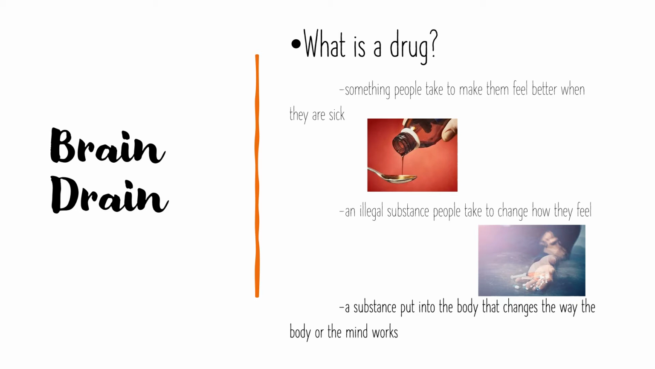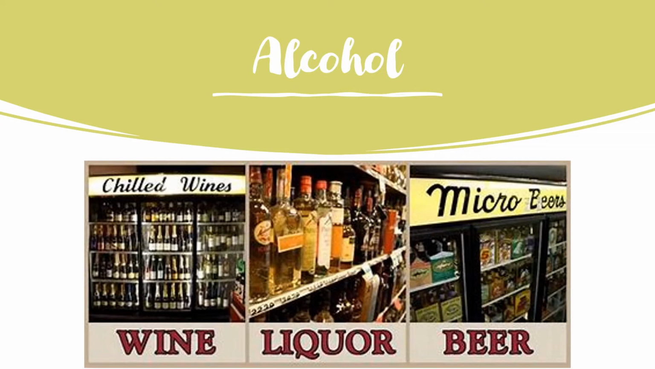So who can think of what the drug is that we are going to talk about today? The drug we're going to talk about today is called alcohol. Alcohol use by an underage person is harmful to the brain and body. There are 3 types of alcoholic beverages: beer, wine, and liquor. Someone might pressure you to drink saying, it's only beer, but alcohol is alcohol. All alcoholic beverages have the same effect on the brain and body.